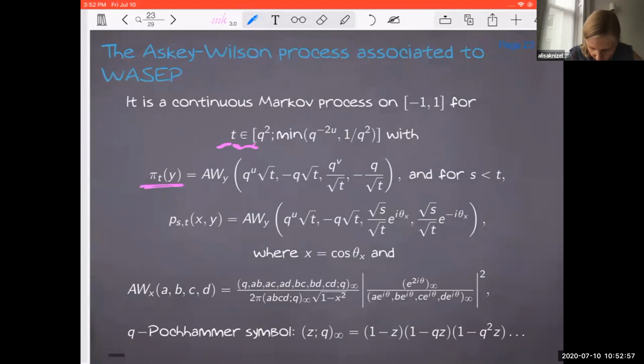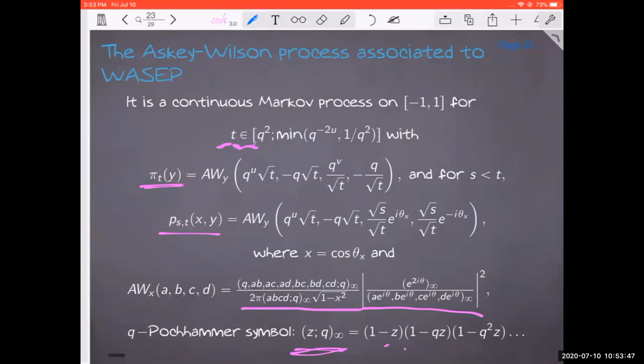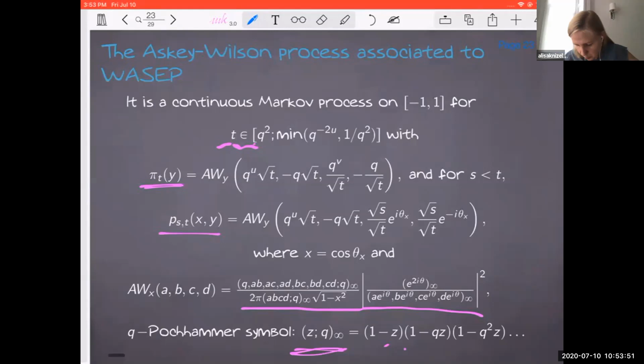So the marginal pi and the transition probabilities p are defined in terms of the function aw, where aw is the orthogonality measure for the Askey-Wilson polynomial. It's given for parameters a, b, c, and d under certain restrictions, and the right hand side is written in terms of the q-Pochhammer symbol. Let me remind you that the q-Pochhammer symbol is just this product. So under certain assumptions on a, b, c, and d, the quantity on the right is indeed a well-defined probability measure.